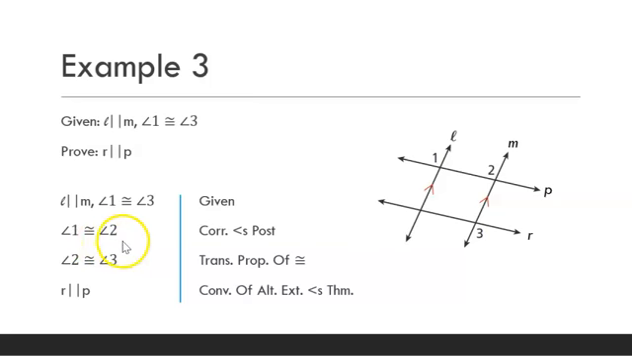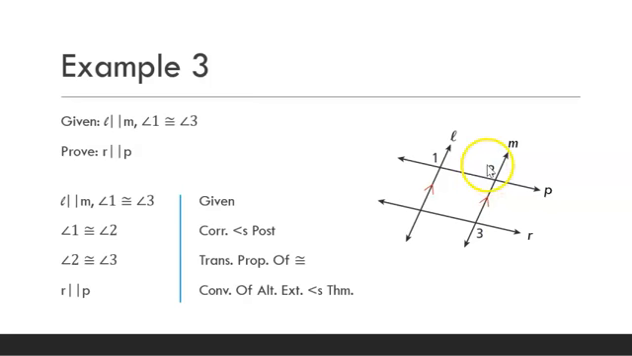Angle 1 is congruent to angle 2 because of the corresponding angles postulate. Notice the order of the information. I knew the lines were parallel, so I concluded that the angles are congruent. Different order than what we've been doing in this lesson. Now, I noticed also that angle 1 is congruent to angle 3. So I decided to use the transitive property to say that angle 2 is congruent to angle 3. So that's the transitive property of congruence.